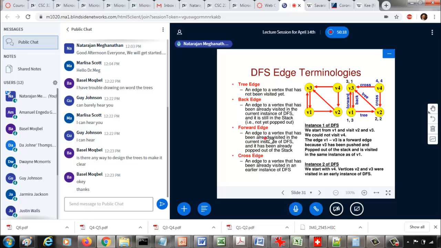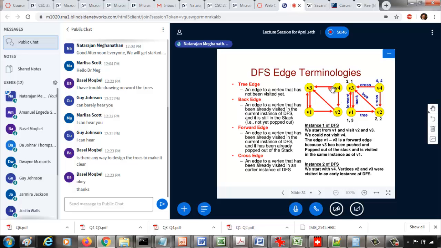A forward edge is an edge to a vertex that has already been visited in the current instance of depth first search. It means the vertex has already been pushed as well as popped out of the stack in the current instance. In the case of a cross edge, the vertex was already visited in an earlier instance, some other instance of depth first search.